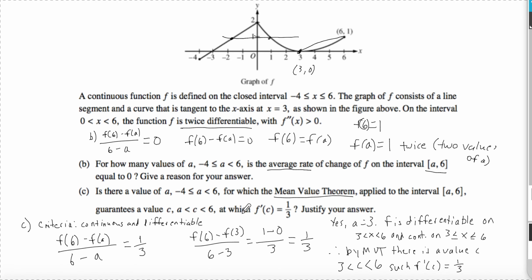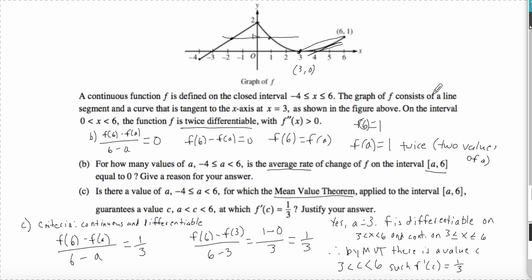They said, is there a value of A? Yes, there is, for which the mean value theorem guarantees a value C so that the derivative at C is 1/3. Yes, there is a value of A, it's 3, because we know f is differentiable and continuous. We showed our secant line, so by the MVT there is a value A or value C between 3 and 6, between these points, such that the derivative is going to be 1/3.